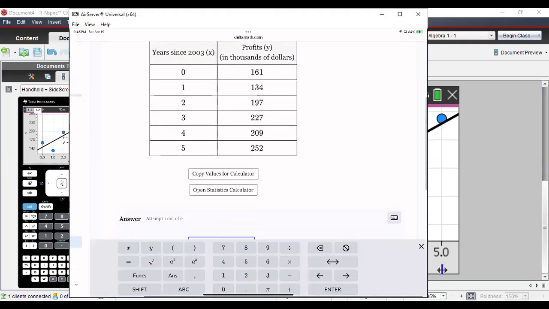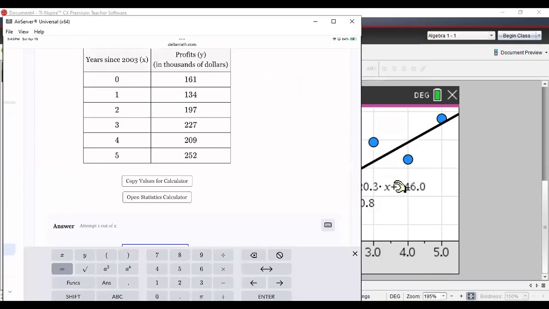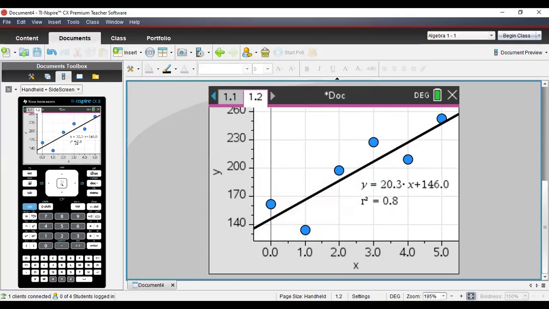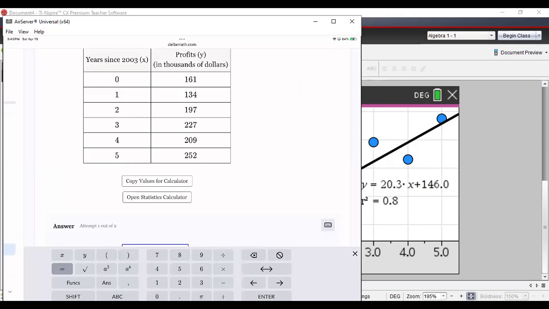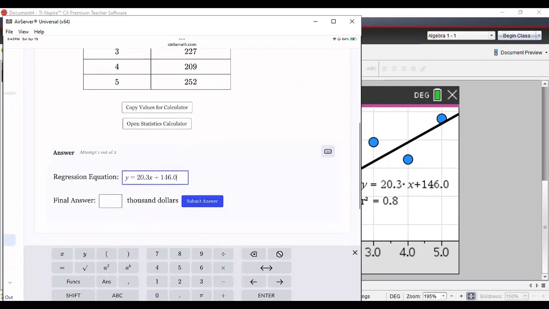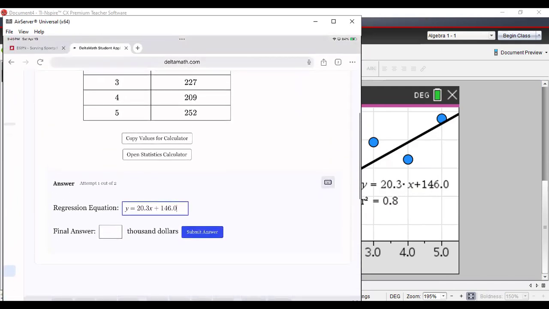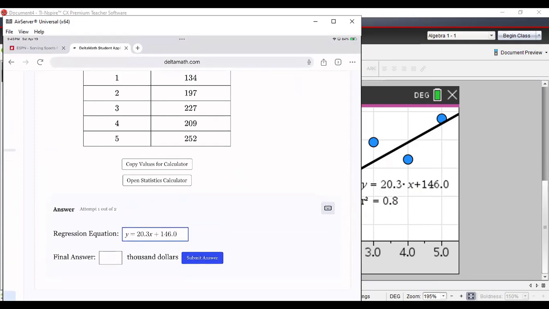So I'm going to enter that equation. It's going to be y equals, and what did we say it was? Let me move this over. So that's going to be y equals 20.3x plus 146.0. So, yep.